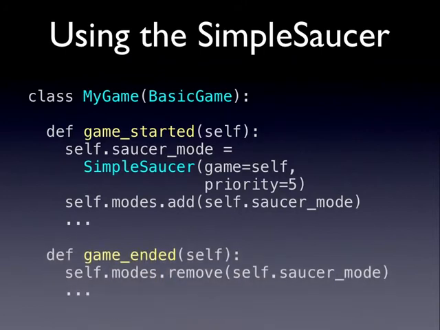Similarly, when the game ends, we probably don't want the saucer to keep working in the same way it was working in awarding points. So we're just going to remove the saucer from the mode queue. And at that point, it's no longer receiving switch events, and it's kind of taking out the loop.